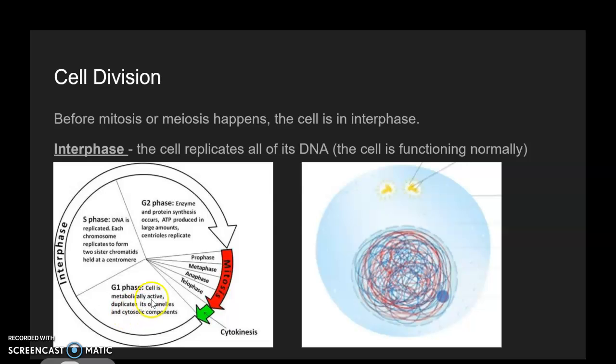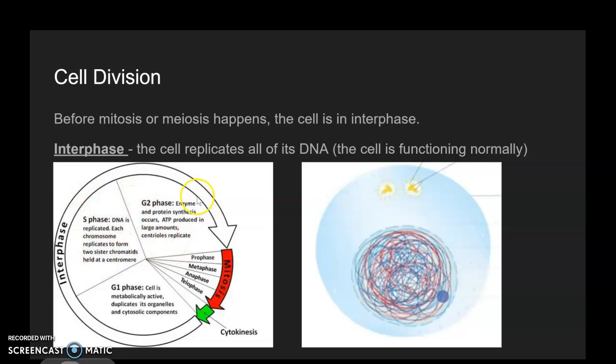Okay, so in G1 phase, the cell is metabolically active, duplicates its organelles and cytosolic components. That just means that it's just getting ramped up. Like the new cell is getting ramped up, they're growing again, and is doing what it needs to do. Then in the S phase is when DNA is replicated. And this kind of is happening throughout the whole time as well, but this is when it mainly focuses on DNA replication, is during the S phase.